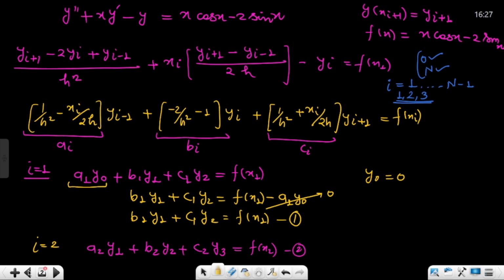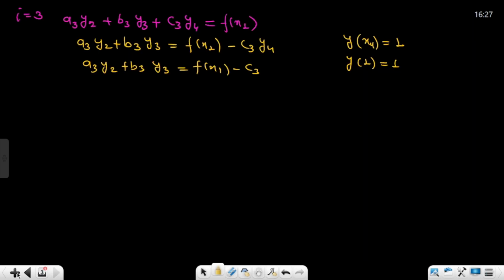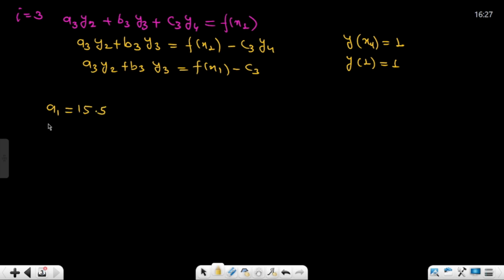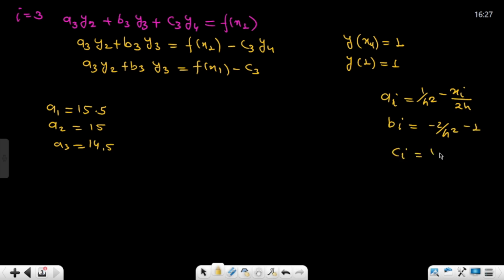Now we have all these values, then how can we find a1, a2, a3? Obviously we will put x1, x2, x3, and for these values we can calculate them. Now we have calculated all the things manually: a1 is equal to 15.5, a2 is equal to 15, a3 is equal to 14.5. By putting these values within the formula, ai is equal to 1 upon h square minus xi upon 2h, and bi is minus 2 upon h square minus 1, and ci is 1 upon h square plus xi upon 2h.